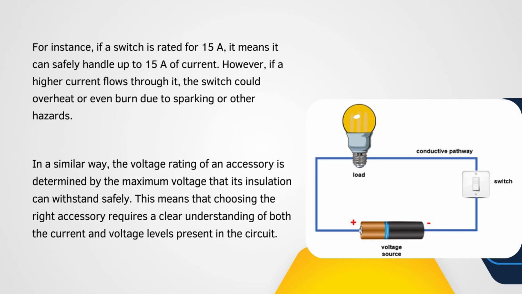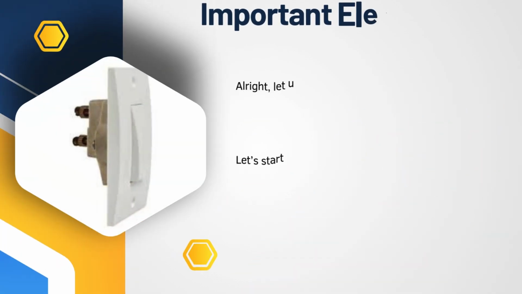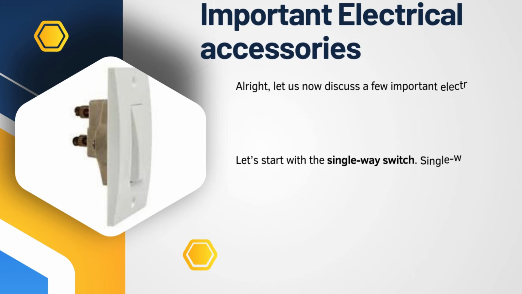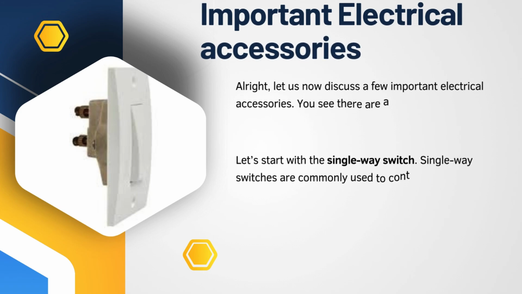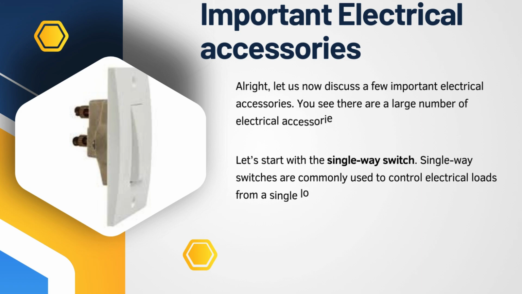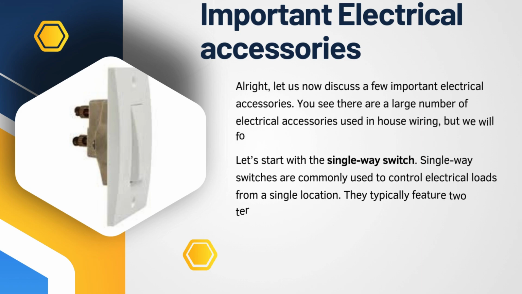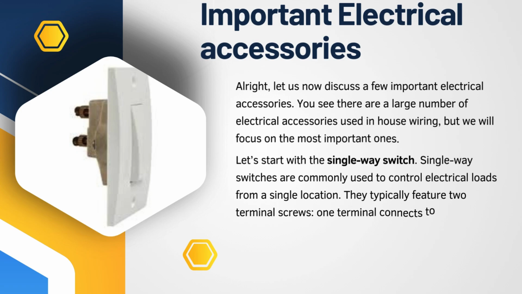In a similar way, the voltage rating of an accessory is determined by the maximum voltage that its insulation can withstand safely. This means that choosing the right accessory requires a clear understanding of both the current and voltage levels present in the circuit. Alright, let's now discuss a few important electrical accessories. You see, there are a large number of electrical accessories used in house wiring, but we will focus on the most important ones.